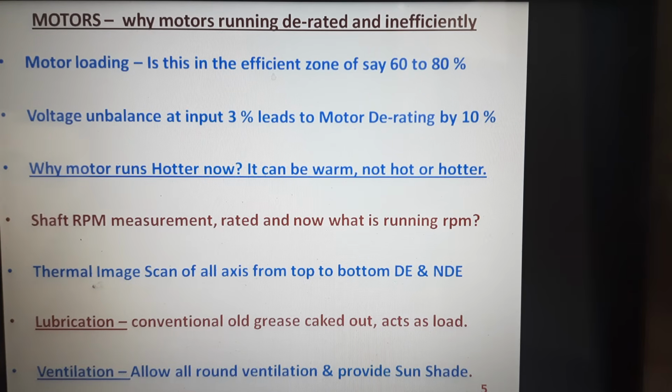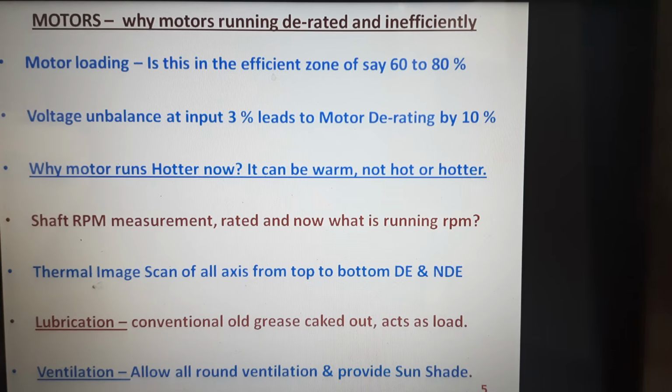So why is the motor getting hotter? The motor can only be warm; it cannot be hotter, it cannot be idling, and it cannot be cold also. So measure the shaft RPM: what is rated and what is the running RPM. Do a thermal imaging scan of all the axes, like 12, 3, 6, 9 and 12, and if you see a temperature difference between the driven and non-driven ends, it definitely indicates the motor is thermally overheating and the output gets derated.